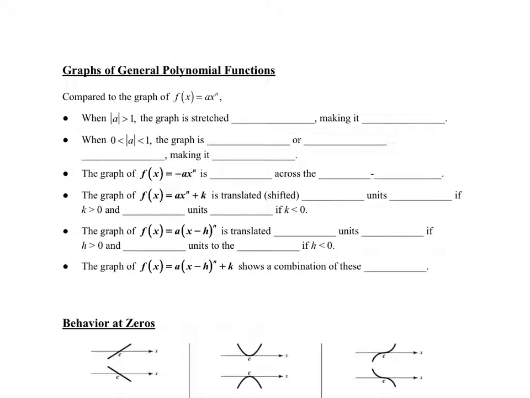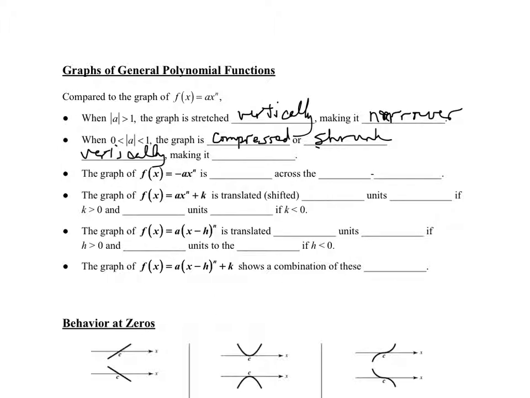Now, we can summarize again some of the things we automatically know about polynomial functions. Again, if that a value is greater than 1, then we know that the graph is stretched vertically. And if I were to ask you how that makes it appear, it would make it appear narrower. Sorry for the messy writing. Now, if the a value is between 0 and 1, then the graph would be compressed, is one way we could say it. Or we might want to say shrunk vertically. And that would make it appear wider.